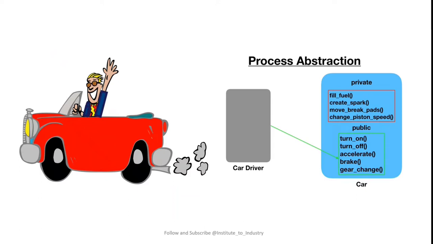That means changing the piston speed when you are pressing the accelerator at this much speed. How many times your piston is working inside your engine, that you no need to worry about. That is called an abstraction. You just worry about those things. That is a public part, and the private part you no need of worrying about. Internally it handles. Okay, so those things can be achievable in the data abstraction.